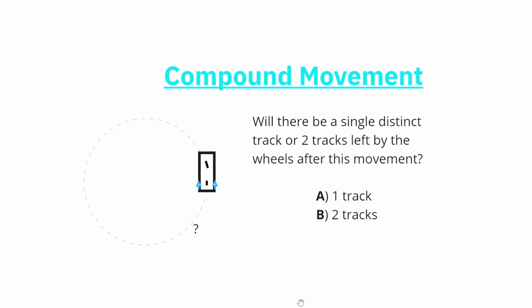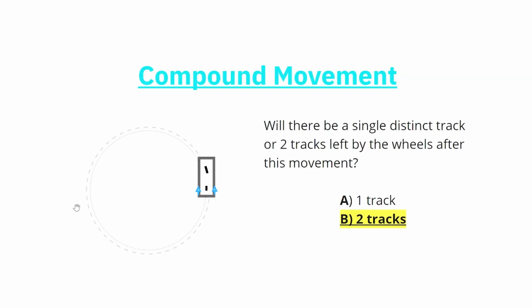Now one more piece of intuition before we talk about the problem we can solve using both controls. Will there be a single distinct track or two tracks left behind if we engage in this compound movement involving both the steering angle and the forward movement? This may come as a surprise to some of you. In this case, there will be two distinct tracks. Both will be circles, and in fact, they will have the same center point. The smaller circle will always be made by the rear axle, and it is this one we are concerned about for this lesson.